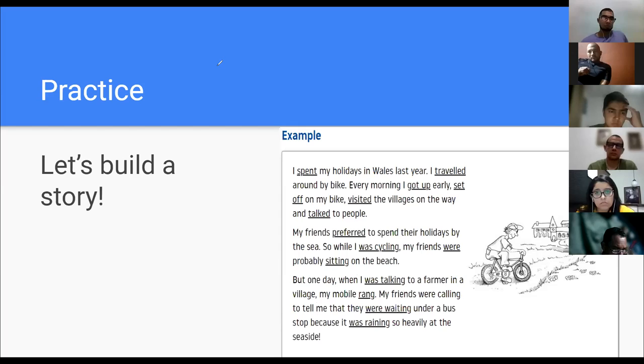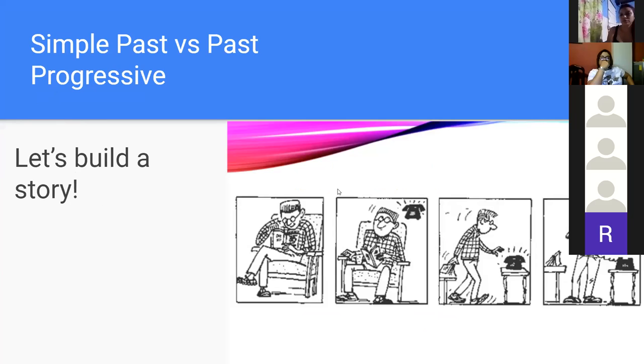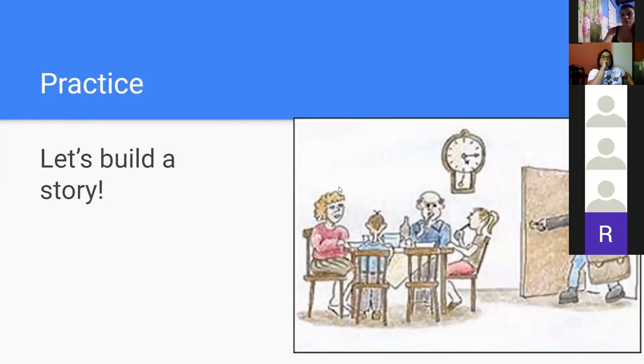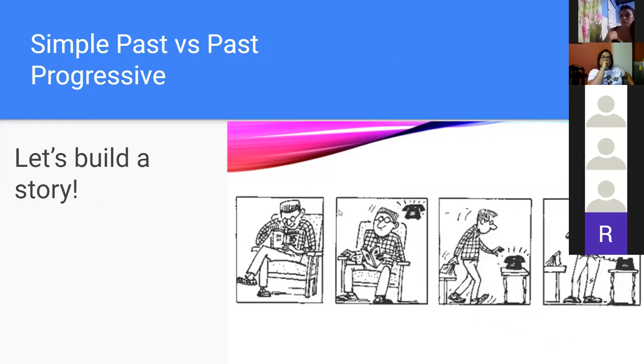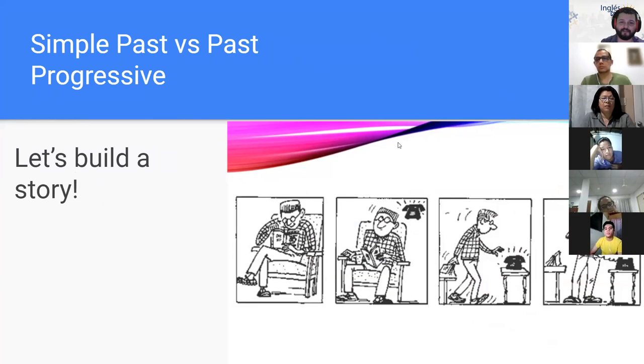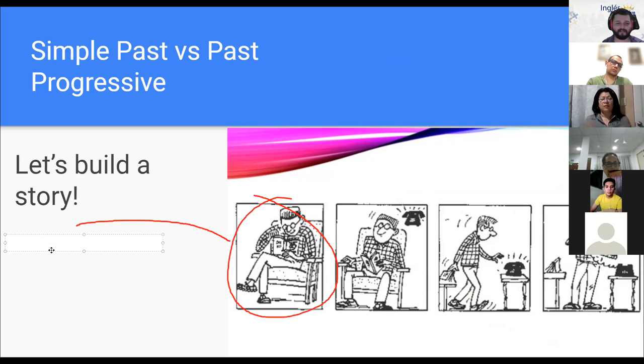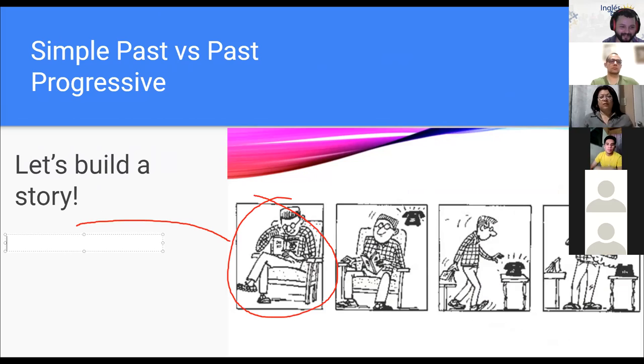¿Todo bien, guys? ¿Hasta ahora? So, lo que van a hacer es que van a ver esas imágenes y van a crear una historia in the past, using simple past or past progressive. For example, give them a name. ¿Qué nombre le damos? Chepe. David. Pilsenoberto. All right, so that's going to be Pilsenoberto. So, Pilsenoberto was what?